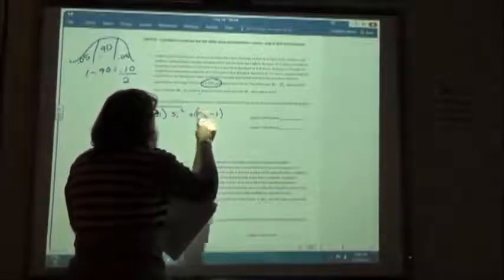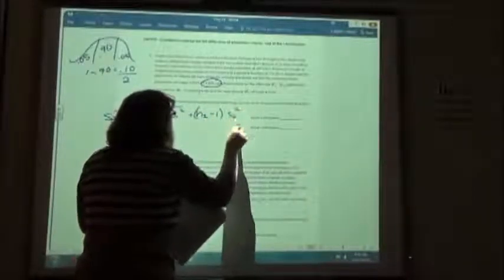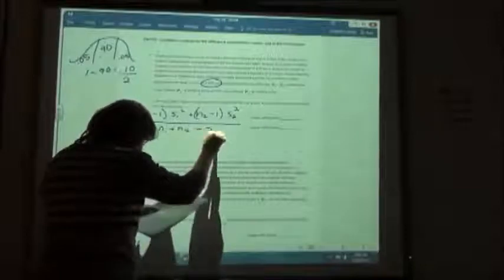So we are first of all going to find what they call S_p squared. And the formula for S_p squared is n sub 1 minus 1 times S1 squared plus n sub 2 minus 1 times S sub 2 squared over n sub 1 plus n sub 2 minus 2.